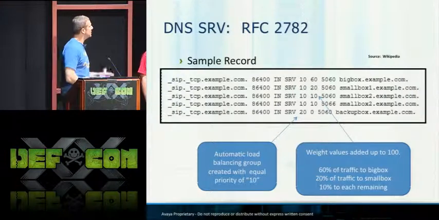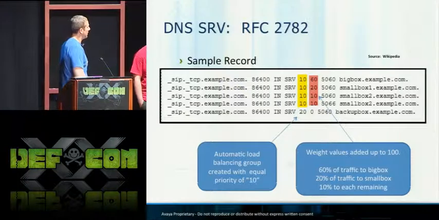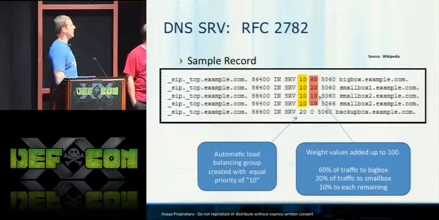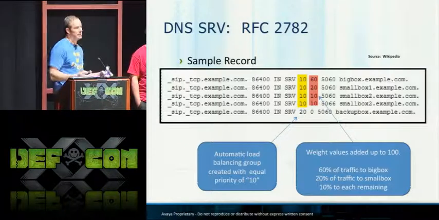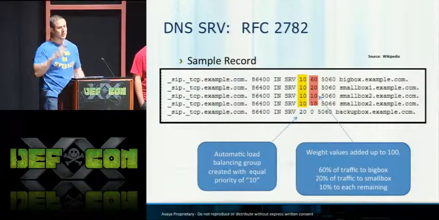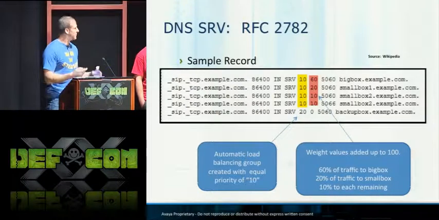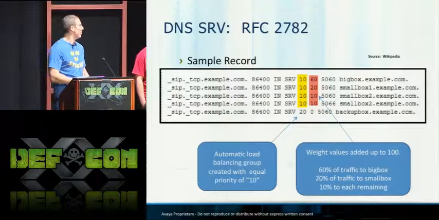Here's a sample zone file record. We have all 10 for the priority, and then we match it up with the load balancing group. So you add up the numbers 60, 20, 10, and 10, and so 60% of the traffic will go to big box, 20% to small box. So we have automatic load balancing, and it's just like MX records for mail transfer agents. It works the exact same way.